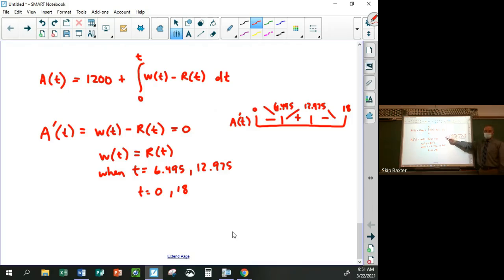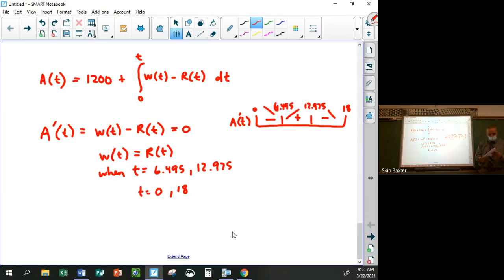So by doing this process, you'd have to explain. You'd have to say, since the derivative changes from negative to positive, there's a relative min at that point. Since 18 is an endpoint where the derivative is negative before that, there's a relative min at this point. Those are the only relative mins. And then find A of 6.495 and A of 18, compare them, whichever one's the least ends up being the absolute min, since those are the only relative mins.